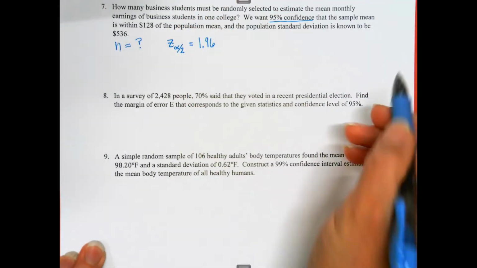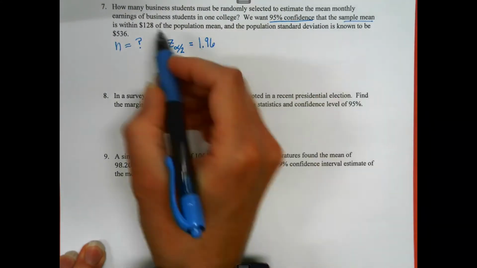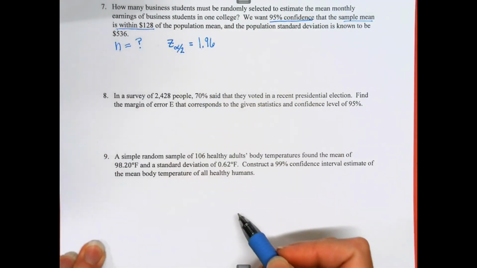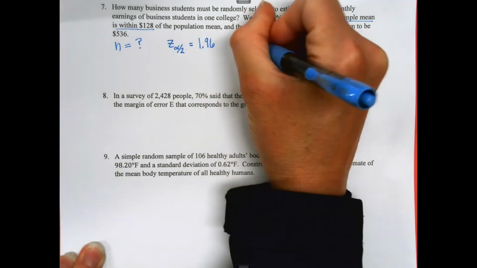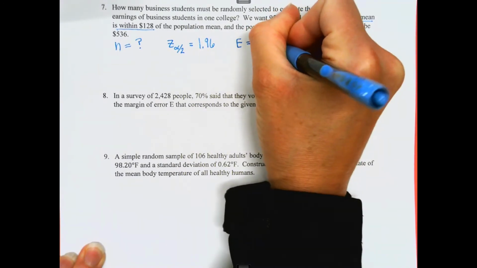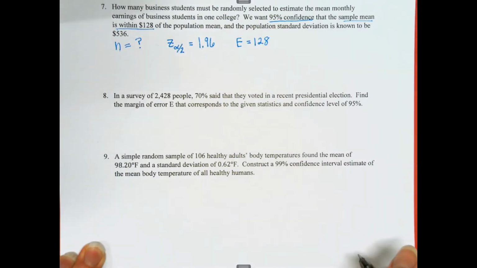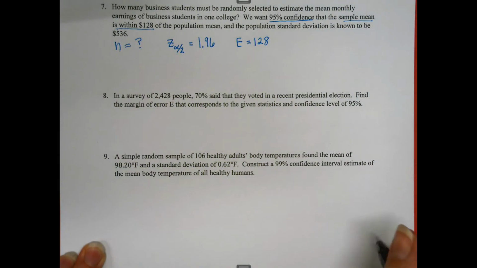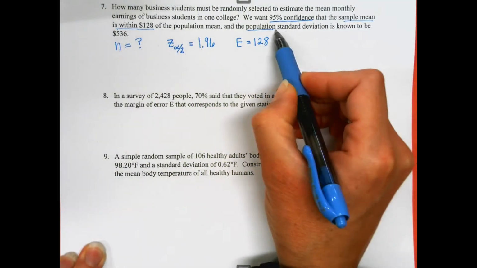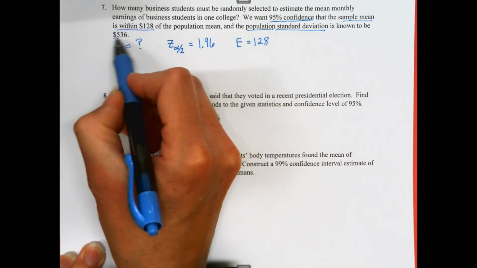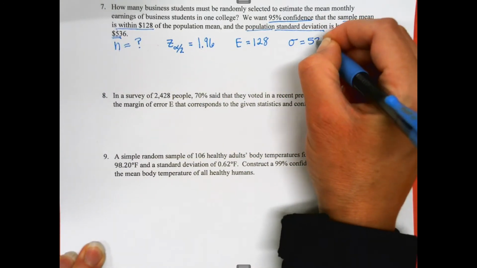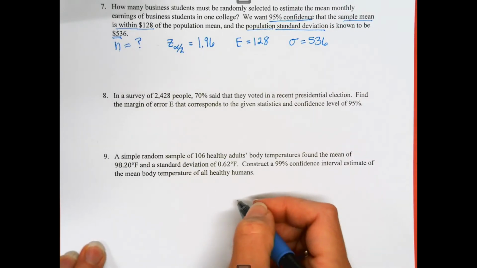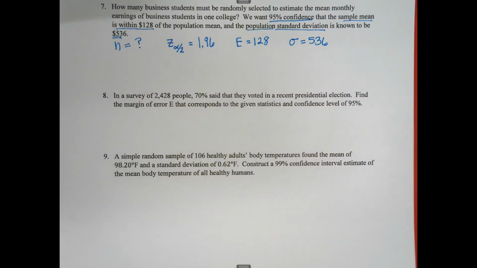It says we want our sample mean to be within $128 of the population mean. That tells us that our margin of error is $128. We also know that the population standard deviation is 536, so sigma is 536.